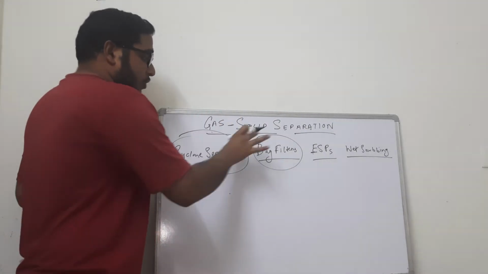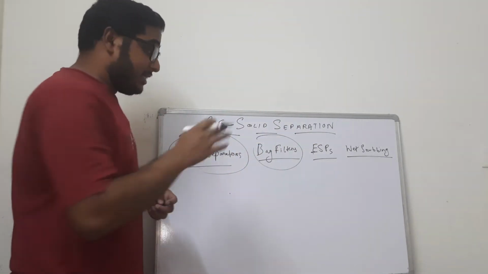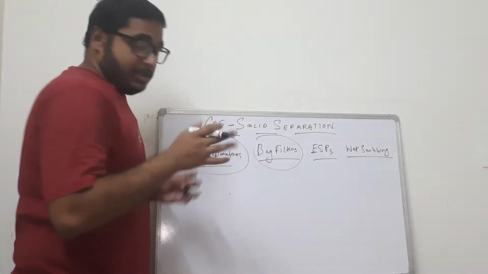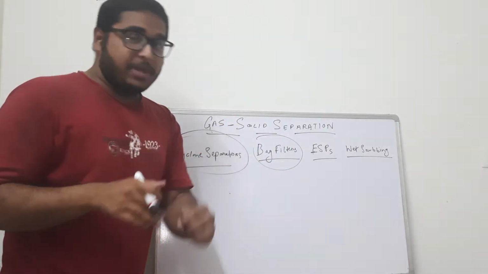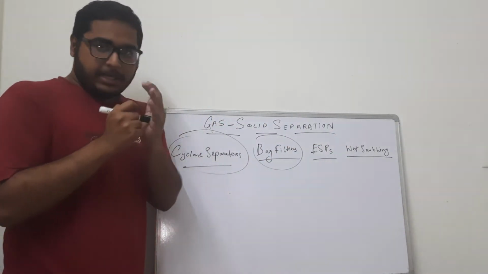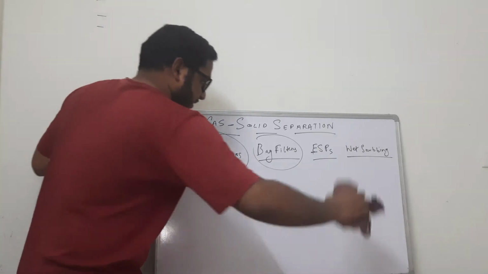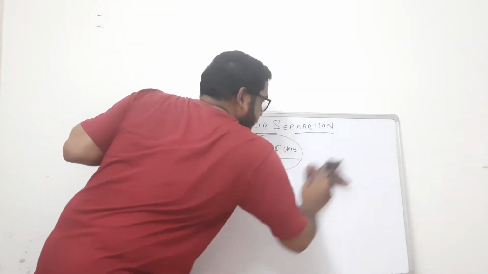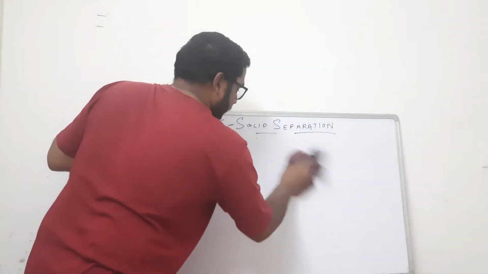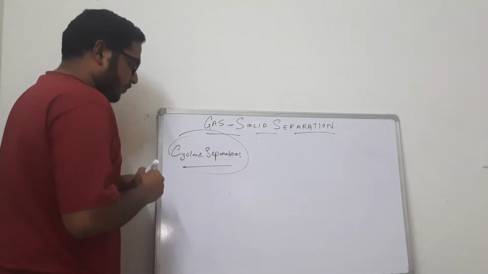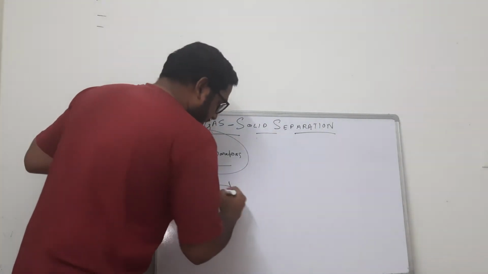So let us talk about cyclone separators and bag filters in particular, and let us keep the other two, ESP, that is electrostatic precipitator, and wet scrubbing, for the next week. Let us keep this. So let me rub this, and we are going to primarily talk about bag filters and cyclone separators. So first let us talk about the cyclone separator. What is a cyclone separator?